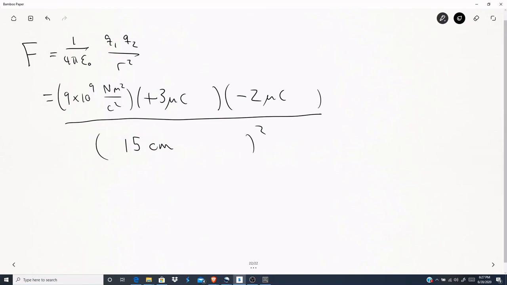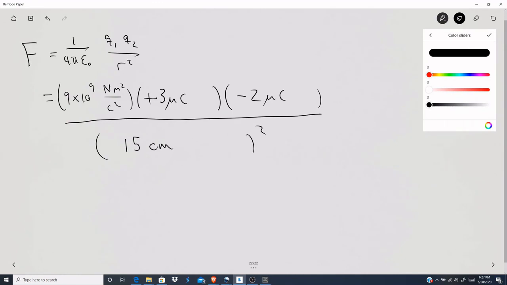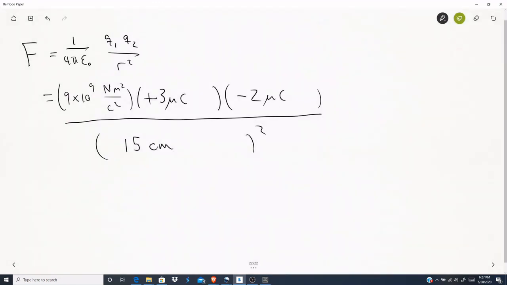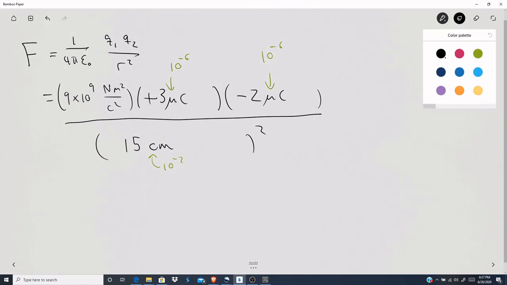Now before I start doing arithmetic, I need to handle the SI prefixes. In this case, I've got micro here, which is 10 to the negative 6, and I have centi, which is 10 to the negative 2. So I need to think of that 3 microcoulombs as 3 times 10 to the negative 6 coulombs. So we'll proceed.